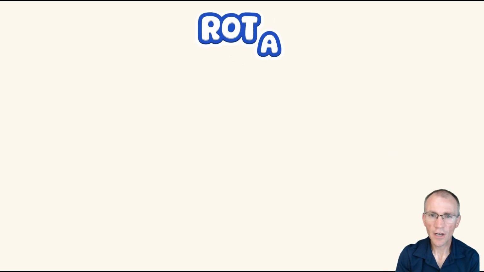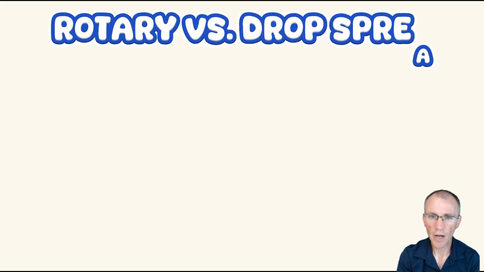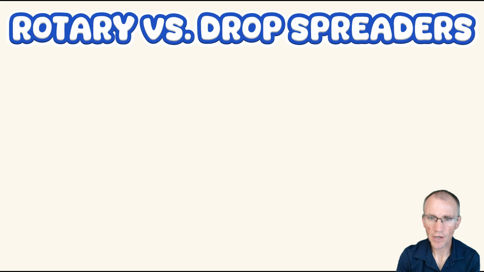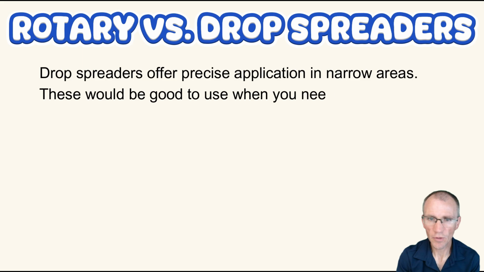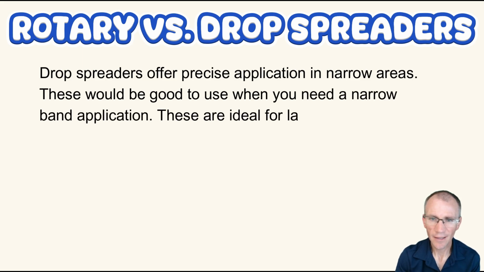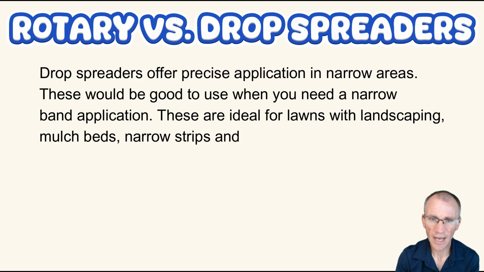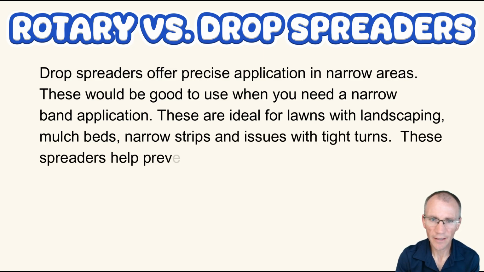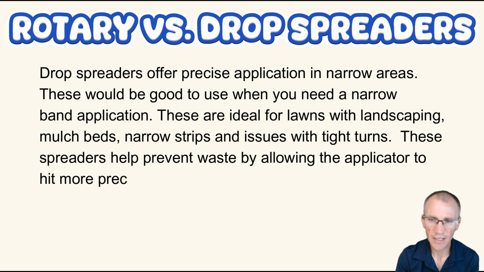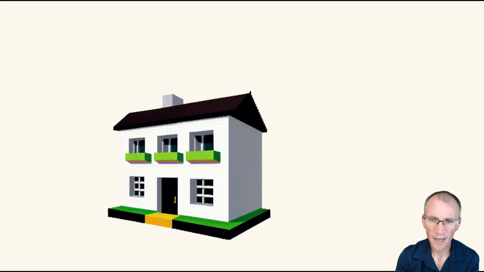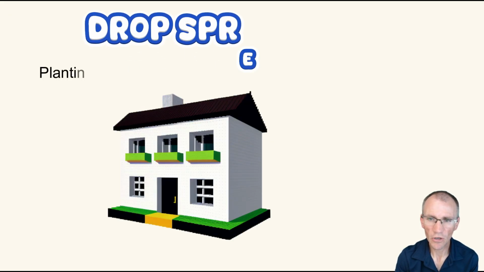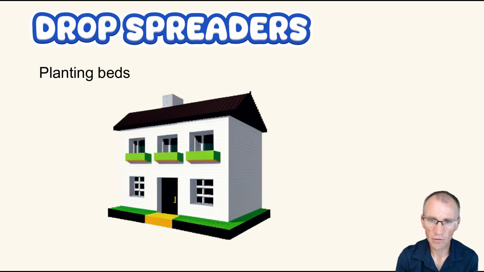desired. Let's talk a little bit more about rotary versus drop spreaders. Now, drop spreaders offer precise application in narrow areas. These will be good to use when you need a narrow band application. These are going to be ideal for lawns with landscaping, mulch beds or planting beds, narrow strips, and issues with tight turns. These spreaders help prevent waste by allowing the applicator to hit more precise areas and not hit areas like sidewalks and driveways. And I think this is going to be more of something you would use in a residential application as we're describing here.